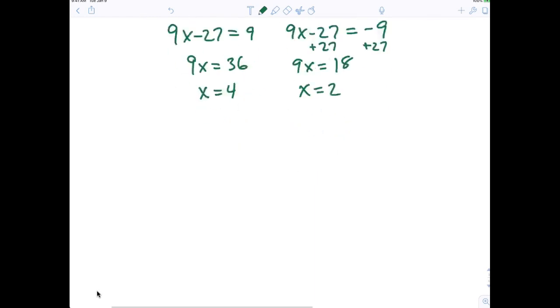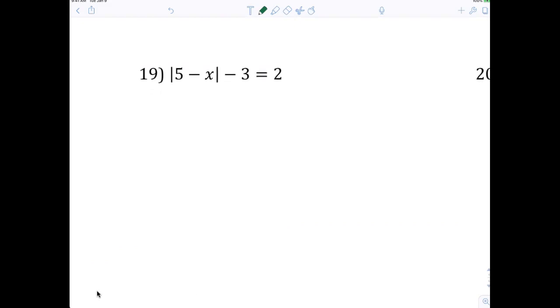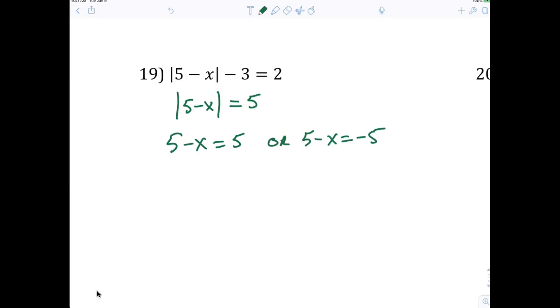All right. Here we go. Number 19. Uh-oh. Number 19. Go ahead. What do I have to do first? Add 3. So what do I get? 5 minus x equals 2. I mean 5. That's what I thought you said. And then rewrite it for me. 5 minus x equals. Good with that? 2.